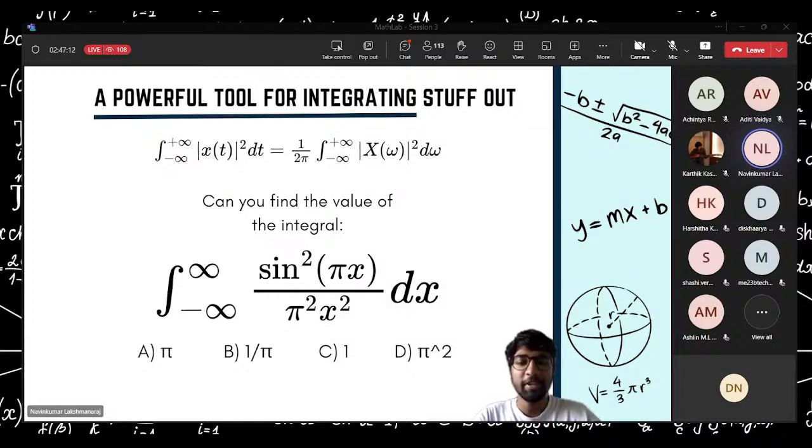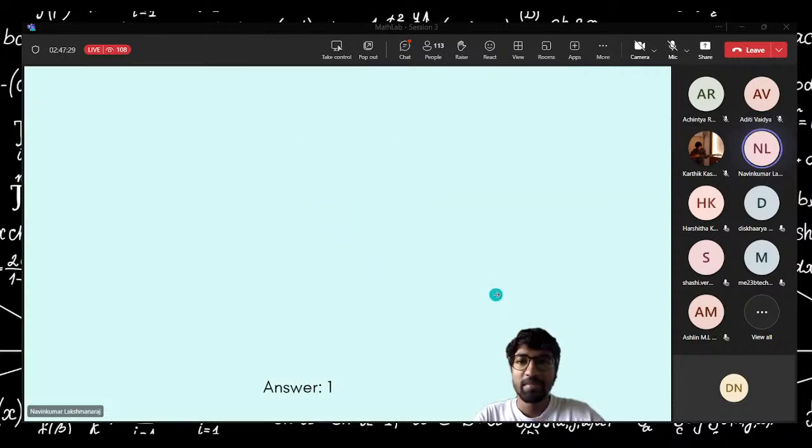So essentially, you compute the Fourier transform of the rectangular pulse. What you get is this integral, the function inside the integral. And when you use Parseval's identity, you can easily find the answer and arrive at option C, that is 1. And now, one more thing.